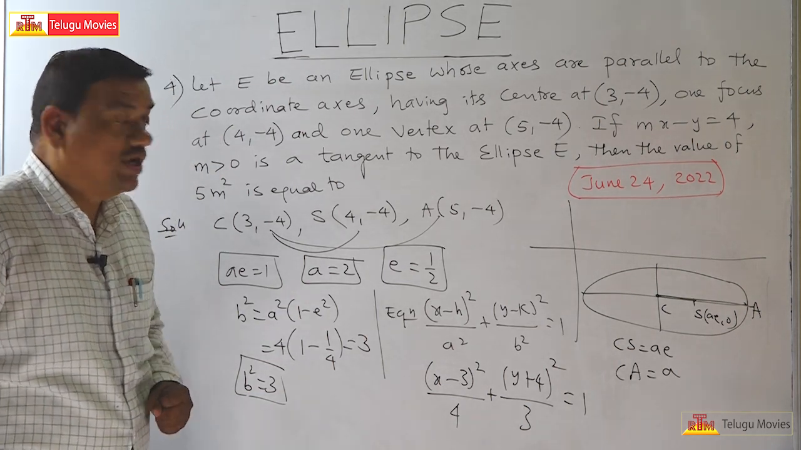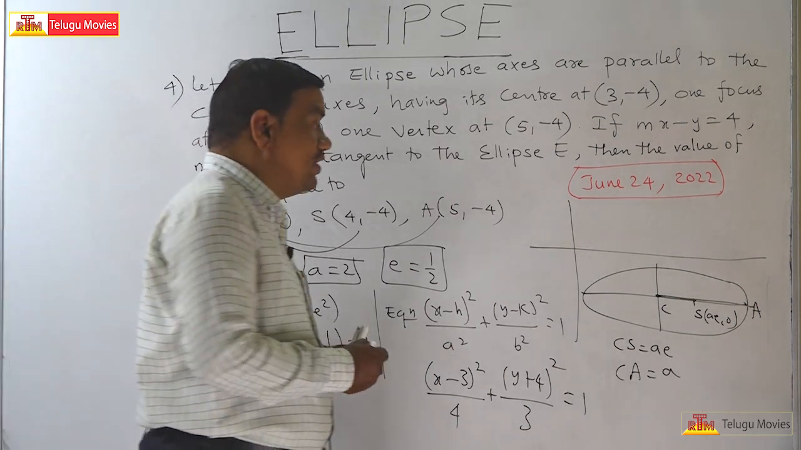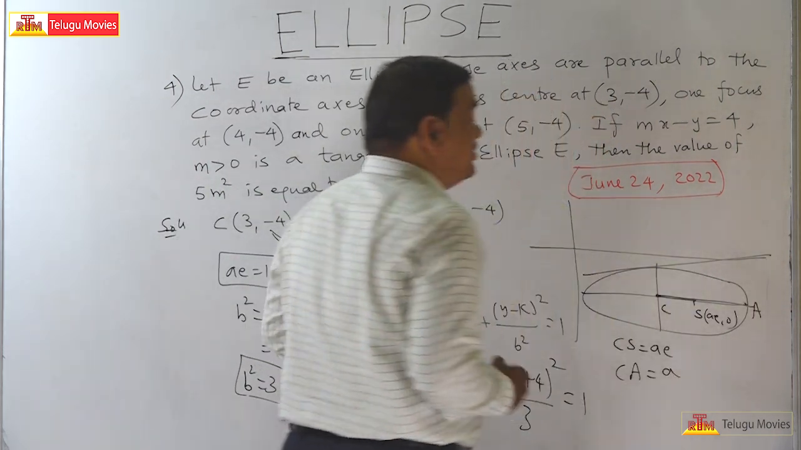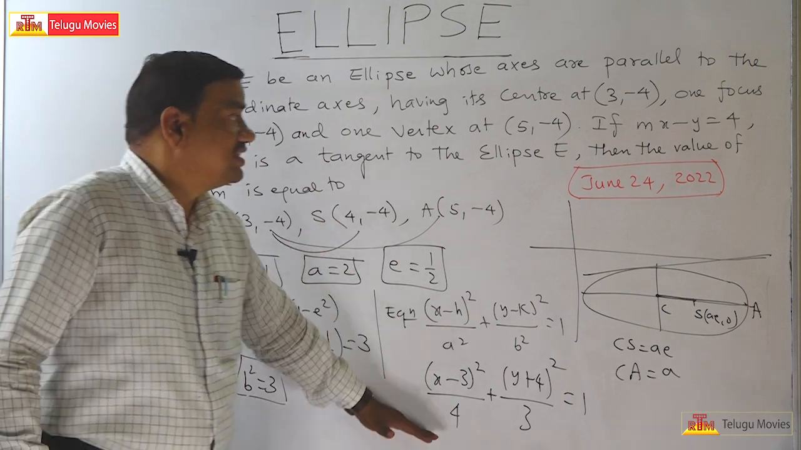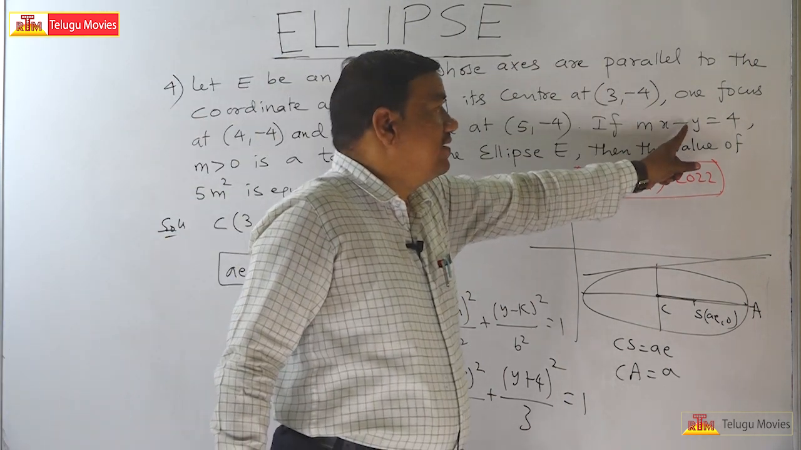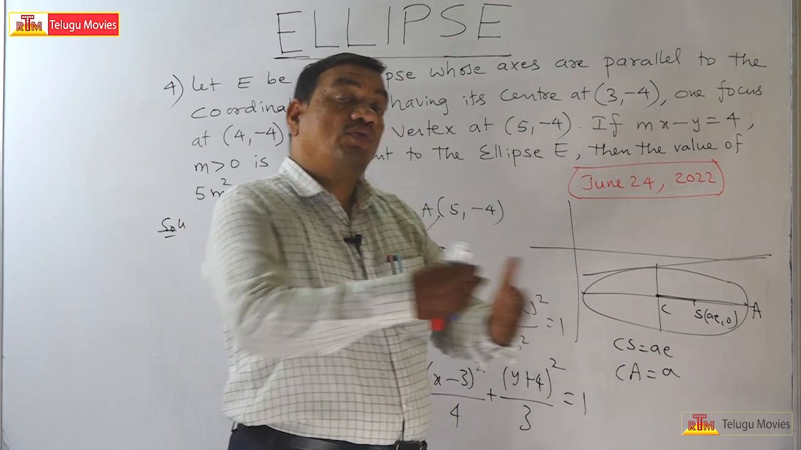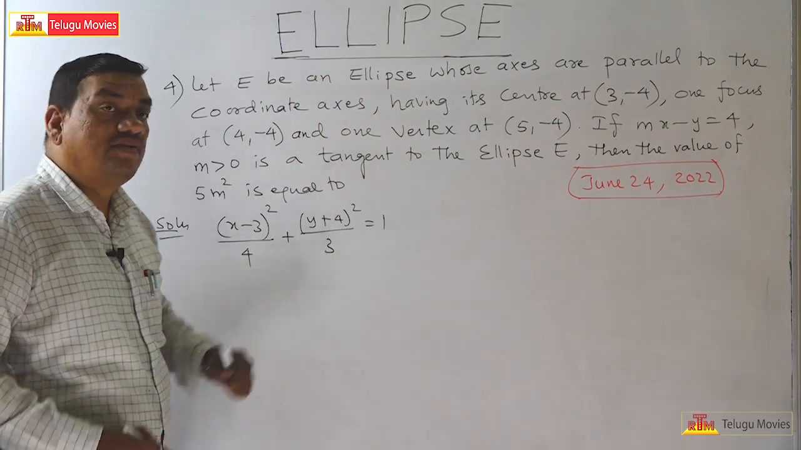So, now let us find out the equation of the tangent. We will find out the equation of the tangent to this ellipse and compare it with the given equation, and we will get the m value. So, what is the equation of the tangent?